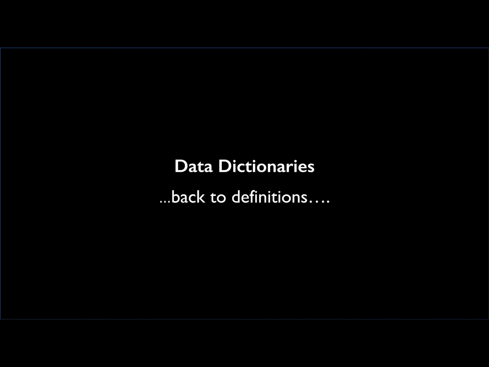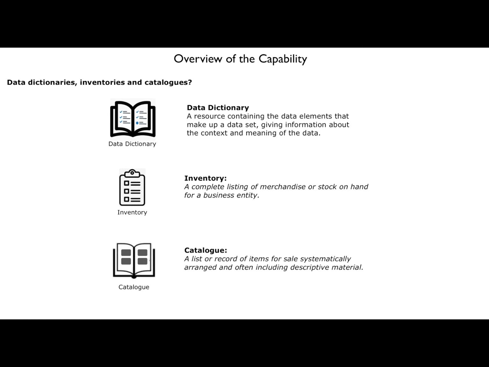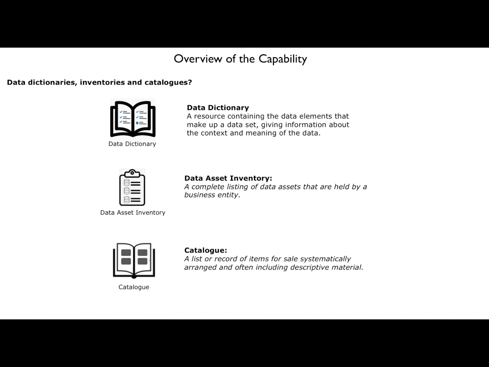Okay, getting back to some definitions. So we think about data dictionary, we've already covered that. It's that resource which is that collection of your terms, the meaning and the location of that data. Your inventory, so an inventory is a list of what you have right here, right now. So our data asset inventory is that full list of all the data assets around the organization. If we want to have data as an asset, we need to manage it as such, and having an inventory of that is key. And then we go to catalogs.